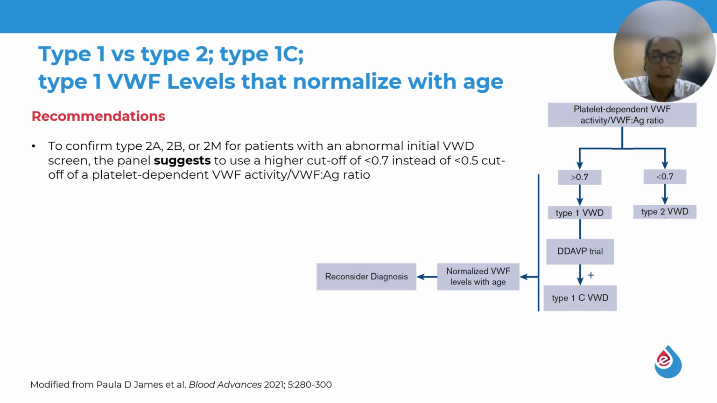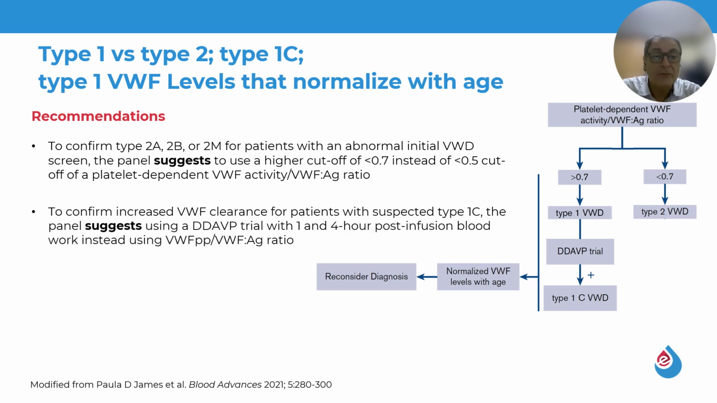Following the algorithm, patients with a von Willebrand factor activity antigen ratio higher than 0.7 are diagnosed as type 1. The identification of patients who have type 1C has management implications, as these patients may require von Willebrand factor concentrates to treat or prevent bleeds. To confirm increased von Willebrand factor clearance for patients with suspected type 1C, the panel suggests using a DDAVP trial with 1 and 4 hour post-infusion blood work, instead of von Willebrand factor propeptide to antigen ratio.